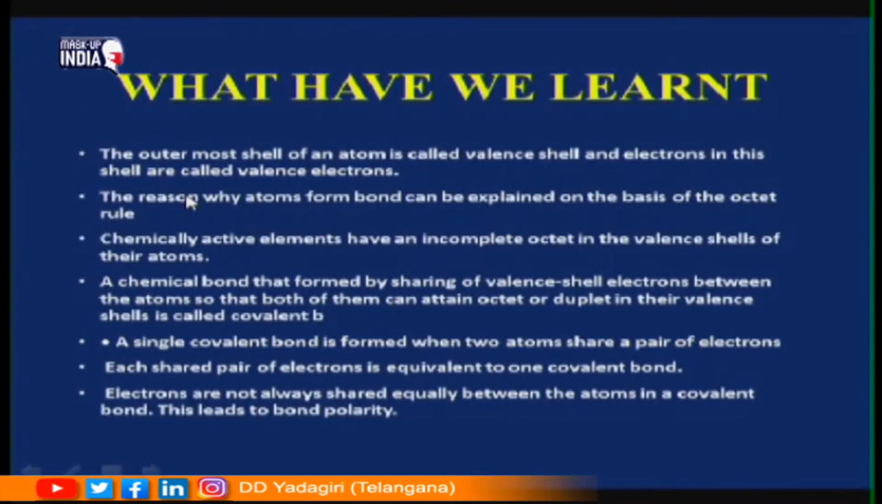So, let us recall what we have studied in the what we have learnt points, children. Children, the outermost shell of an atom is called the valence shell, and why do atoms combine with each other? To attain octet configuration. So, which atoms combine with each other? Only the chemically active elements which do not have octet configuration in the valence shell. So, a covalent bond is formed when the electrons are shared between them. Each shared pair of electrons is called a covalent bond. Electrons are not always shared equally between the atoms in a covalent bond also, and that is why we have seen some examples where some molecules were polar.